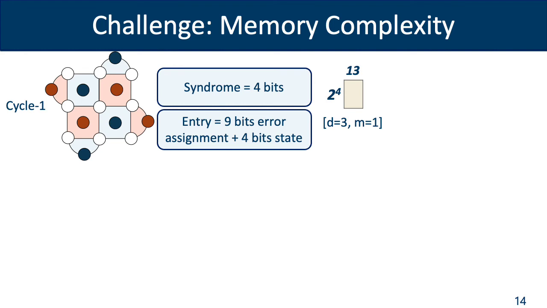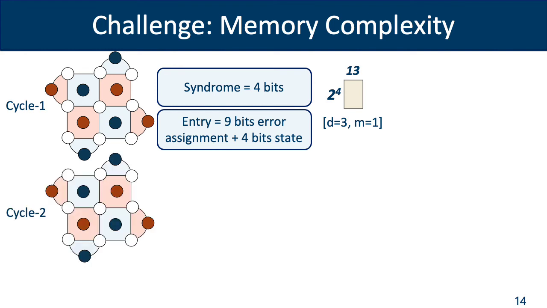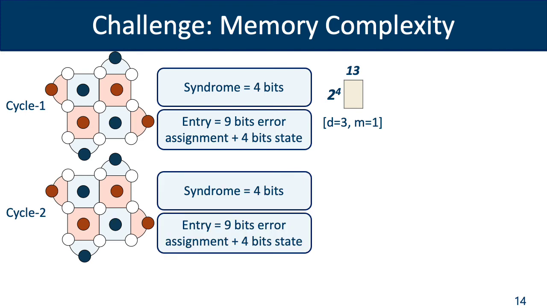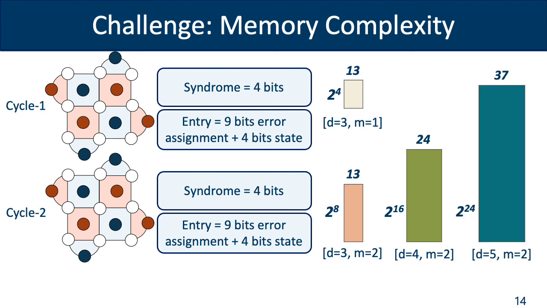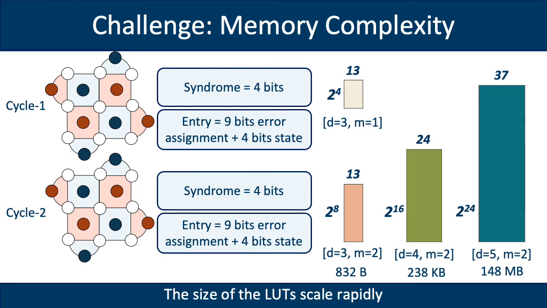But now, if we want to design the lookup tables for a distance 3 code with 2 rounds of syndrome, we will have 4 plus 4, or 8 bits for an error detection event and 13 bits per entry, which increases the table size to 256 entries and 13 bits per entry. Now, if we increase the code distance, the size of the table grows rapidly from 832 bytes to 148 megabytes.